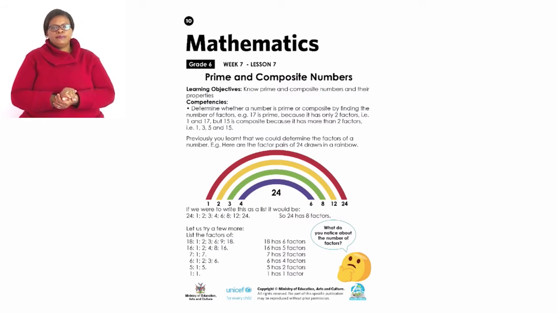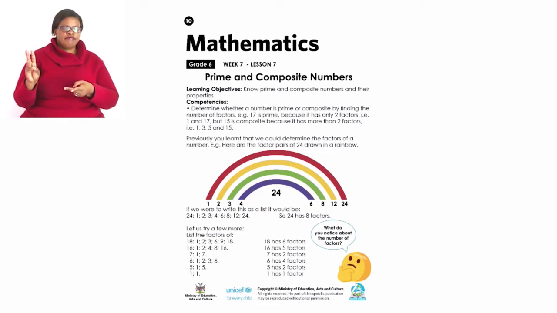So, we have 18, 16, 7, 6, 5, and 1. Now, if we look at 18, the factors of 18 are 1, 2, 3, 6, 9, and 18, which is a total of 6 factors. And then we have 16, which is 1, 2, 4, 8, and 16 itself, which is a total of 5 factors.